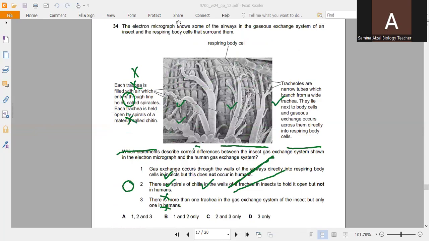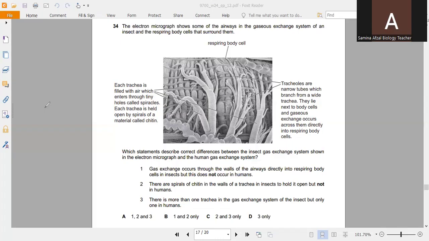Question number 34. You can see the electron micrograph shows some of the airways in the gaseous exchange system of an insect and the respiring body cells that surround them. In this case, they have given us four statements. Each trachea is filled with air.